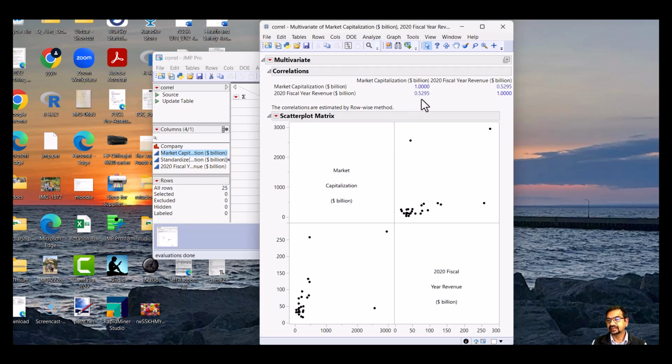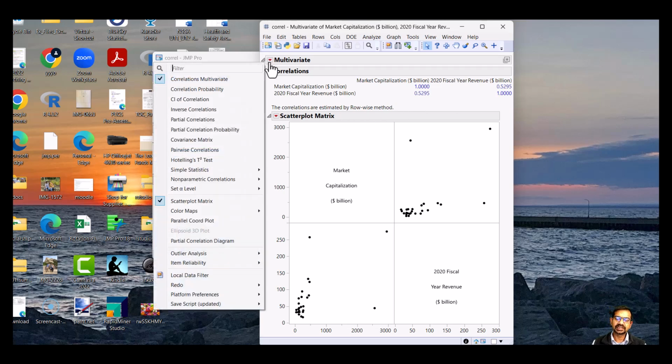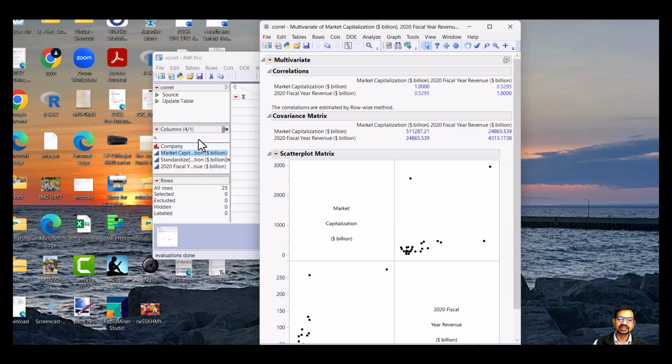Now, how did we get this 0.5295, the correlation? We can go to the Multivariate red triangle or the menu button and then click on Variance-Covariance matrix. So this matrix gives us the variances and the covariances of these series. The diagonal elements are the variances individually. So this is the variance of market cap, and this element is the variance of fiscal year revenue. And the off-diagonal elements are the covariances.